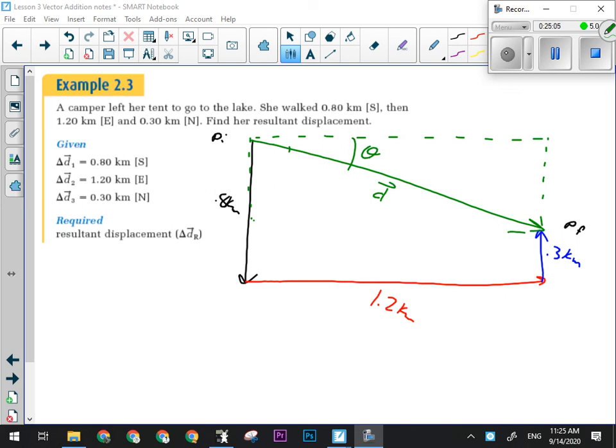Okay, if I want to use Pythagorean theorem and find out how big D is, I need the two sides of its triangle. Well, this is what we call the x component, or the horizontal component of that triangle, because it's the horizontal part. How long is that line? It's 1.2 kilometers, because that's how far east they went. Okay? Similarly, this is what we call our y component. It's the vertical part of that triangle. Okay? How far south did they go?